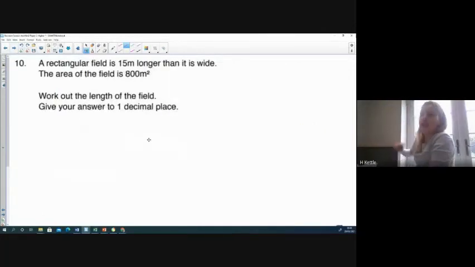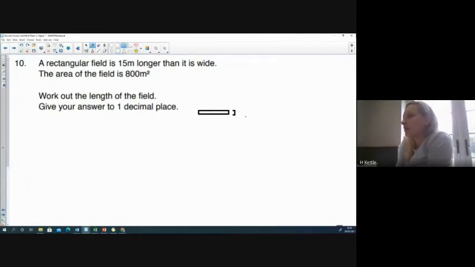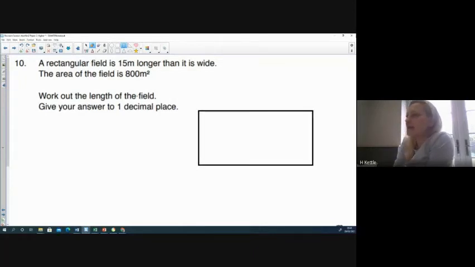Okay, a rectangular field, let's draw it. I love a drawing. A rectangular field is 15 meters long. That's a square. Try again. A rectangular field is 15 meters longer than it is wide. The area is 800. Work out the length of the field, give your answer to one decimal place. Okay, so we don't know how wide it is, but we know that the length is 15 longer. So I'm going to say that the width is x, and I'm going to say that the length is x add 15.